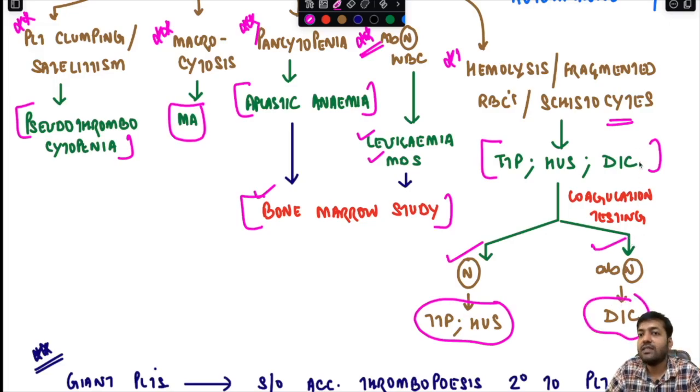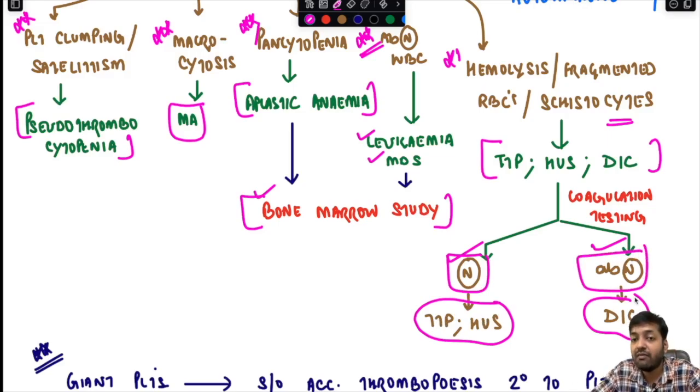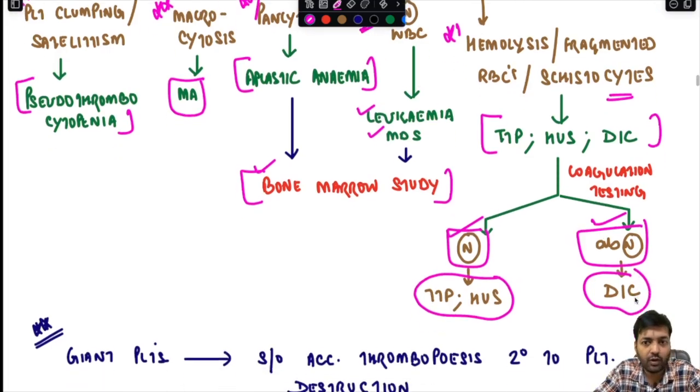So if you see hemolysis, fragmented RBCs, schistocytes, you go for coagulation testing, that is, PT, APTT, all these tests. If the coagulation screen comes out normal, it is suggestive of TTP or HUS, whereas if the coagulation screen is abnormal, it is suggestive of DIC. Remember, it is a very important MCQ that in TTP and HUS, even though there is microvascular thrombosis, the coagulation profile, PT and APTT, is completely normal.